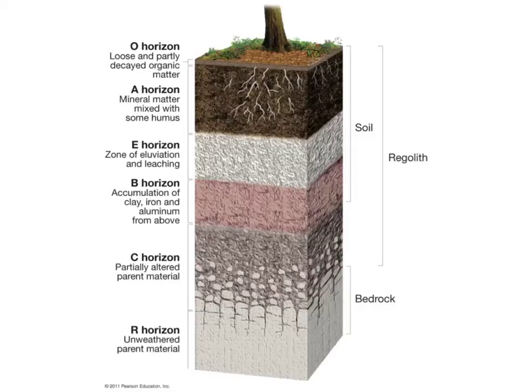I want to talk a little bit more about soil. Your book does a pretty good job describing soil and the different layers, but I want to fill in a couple holes. So first of all, soil is super important because it allows plant growth, which supports all terrestrial ecosystems. It helps filter water, often filtering out pollutants. It provides habitat for all sorts of soil organisms that then recycle nutrients.